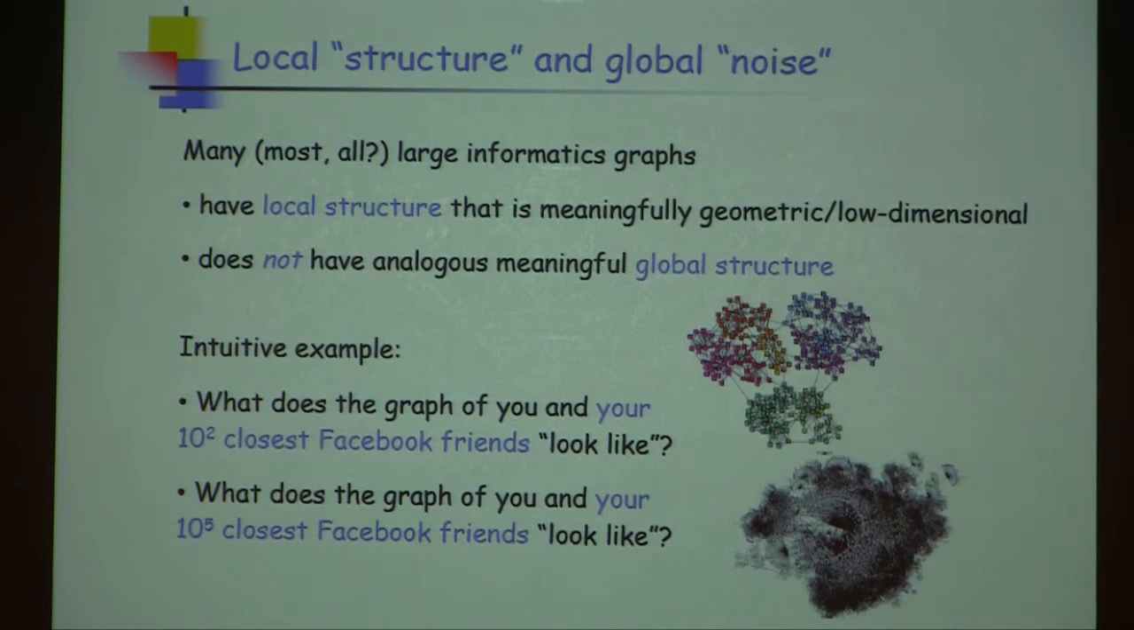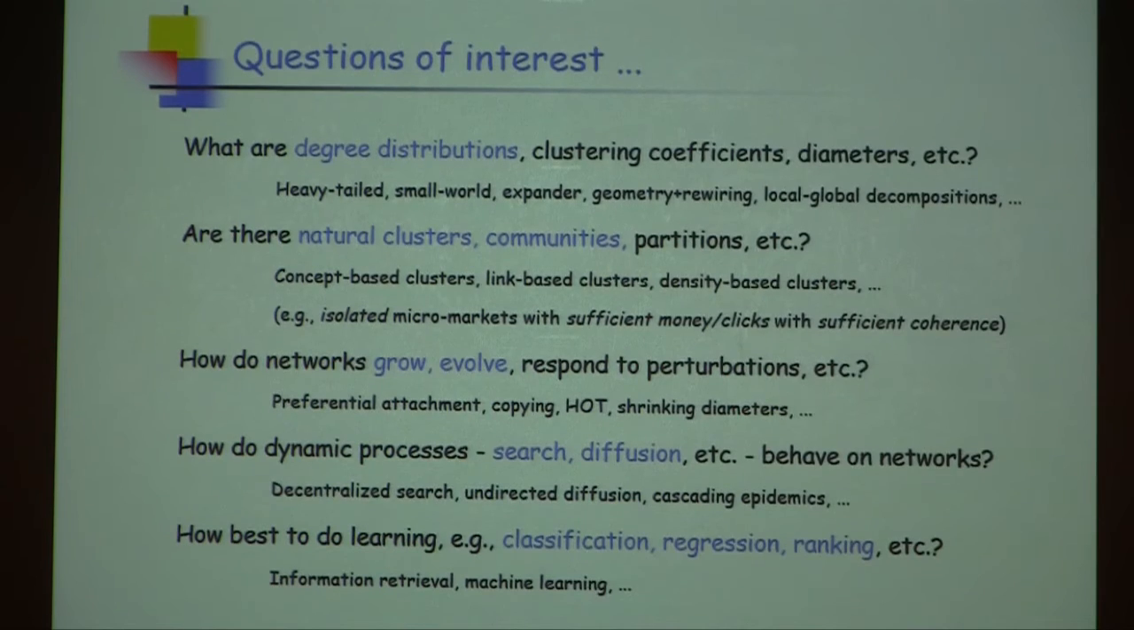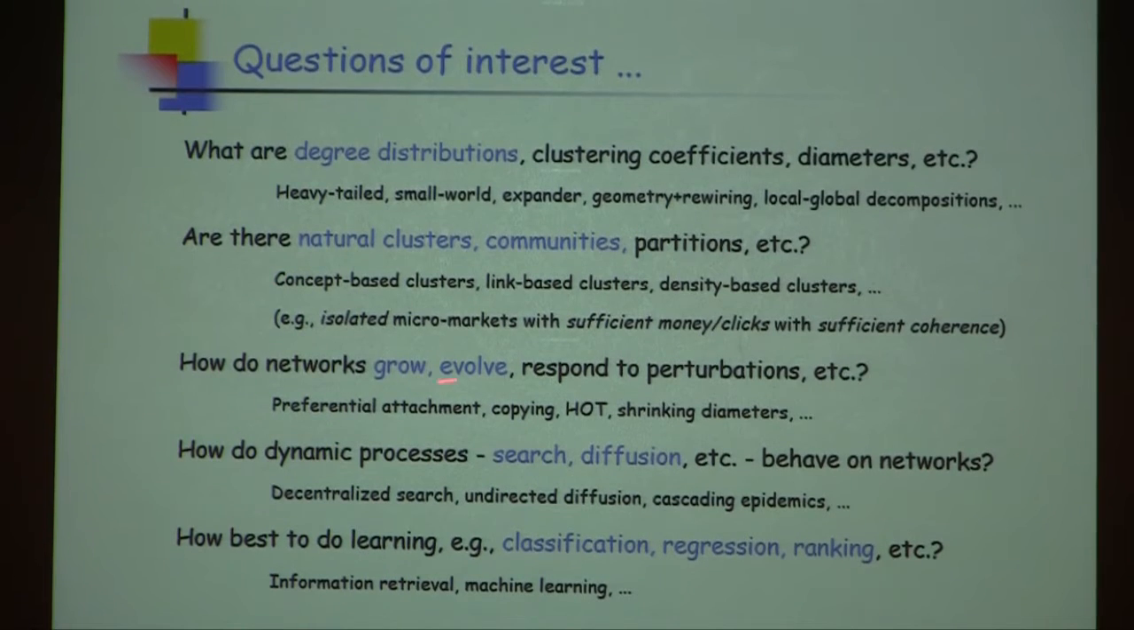So this is good for intuition. This particular example is not going to hold for what I'll be talking about later, but other notions of local structure will. But to give you some intuition, what does the graph of you and your 100 friends on Facebook look like? What does the graph of you and your 100,000 closest friends on Facebook look like? So there are lots of questions you can ask: degree distributions, cluster communities, how they grow and evolve. Oftentimes you want to do the dynamic process of search and diffusion. What's the best way to do machine learning if you want to interface to that?